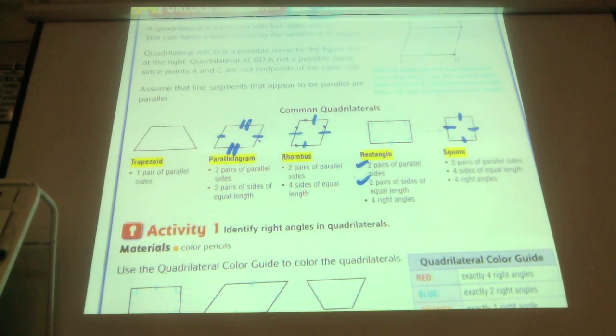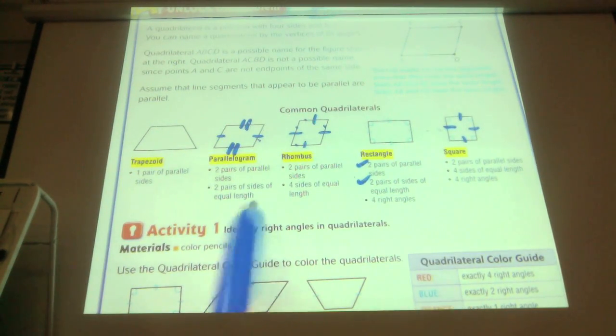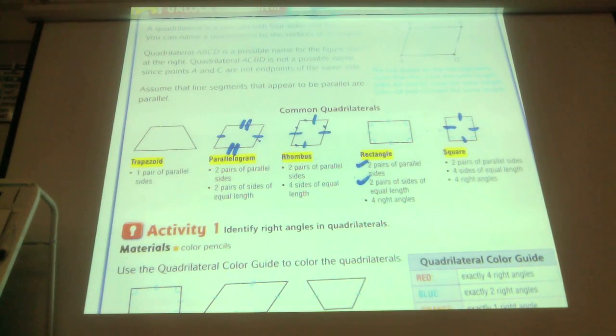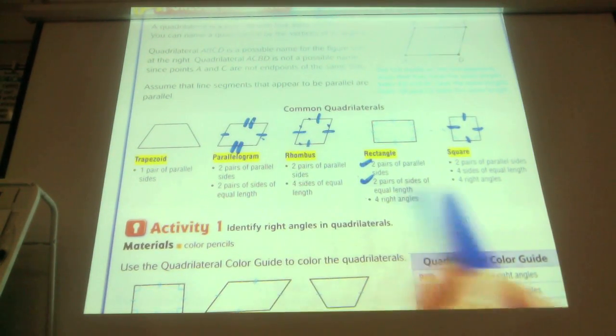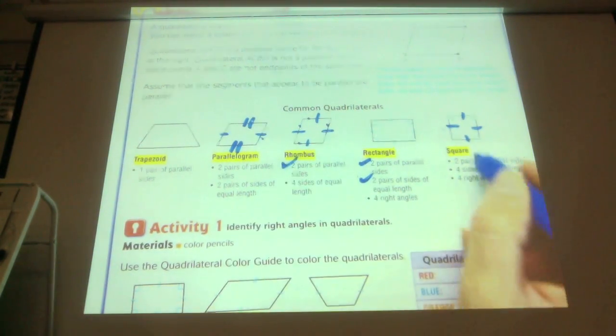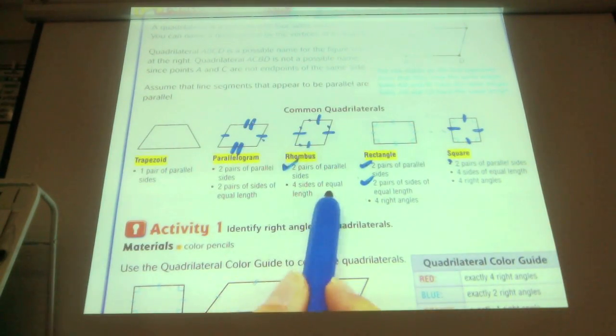Now, is a square a rhombus? I want you to think about the question. Does it follow the rules of a rhombus? No. Oh, yes. Okay, so what rules does it follow? Does it follow that two pairs of parallel sides? Yeah. Does it follow four sides of equal length? Yeah.